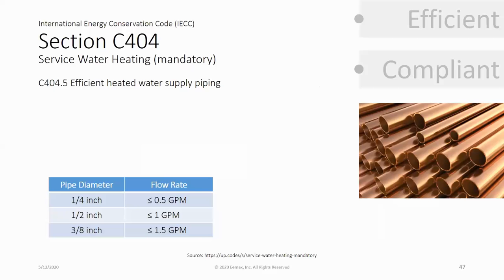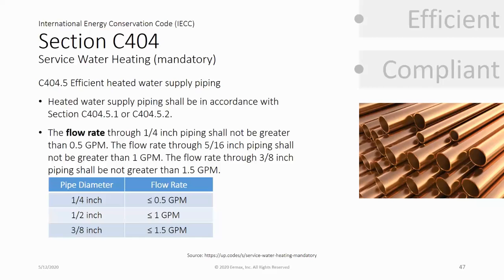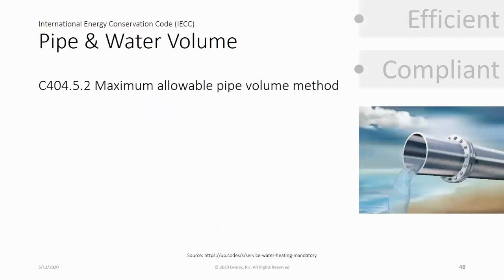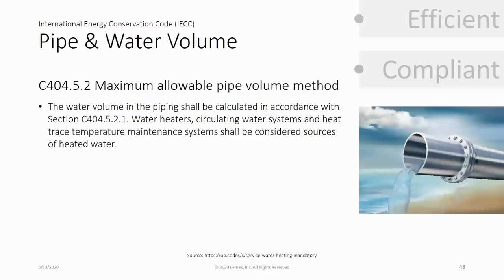In section 404, service water heating, supply piping, this first section, it's nothing too crazy. General plumbing. How much water flow can I put through a specific pipe size? Again, just the charts there, nothing too crazy. What's interesting is when we get to 404.5.2, the maximum allowable pipe volume method.